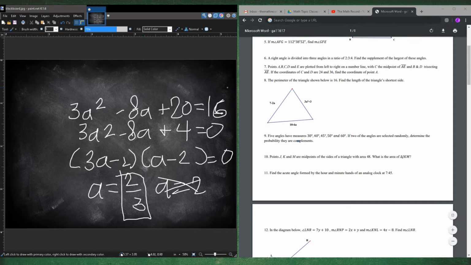7 minus 2 times 2/3 is 7 minus 4/3. We use our calculator for that because I don't want to do the math. 7 minus 4 divided by 3 is equal to 17 over 3. So that's our first side length. And 10 minus 6 times 2/3 is equal to 6.